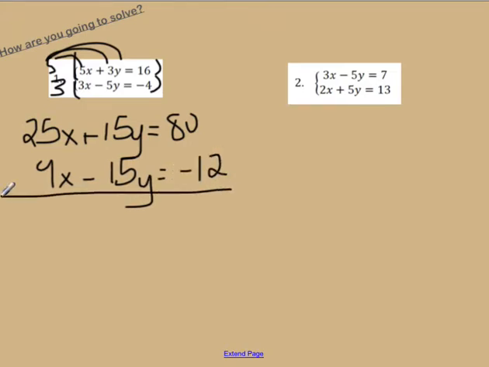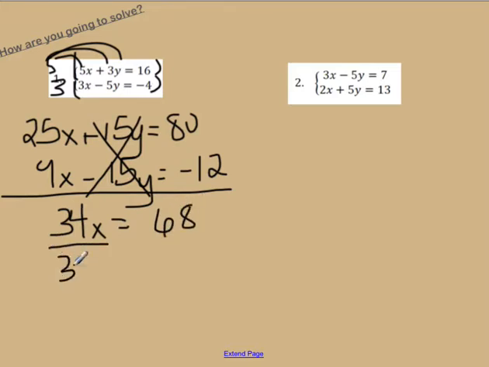And now I'm going to go ahead and add down the columns. So 25x plus 9x is 34x. 15 minus 15 is going to cancel out. 80 minus 12 is 68. So then that 34 is being multiplied by the x, so I'm going to go ahead and divide both sides by 34. 68 divided by 34 is going to give me 2. So now I know that x is equal to 2.